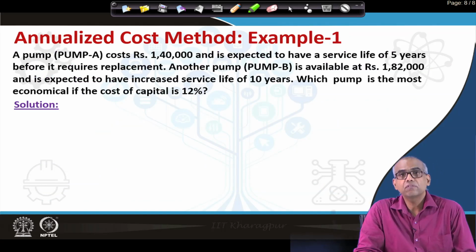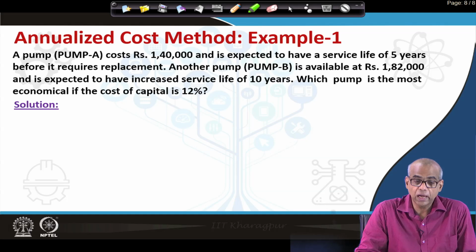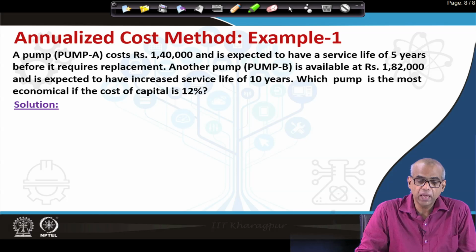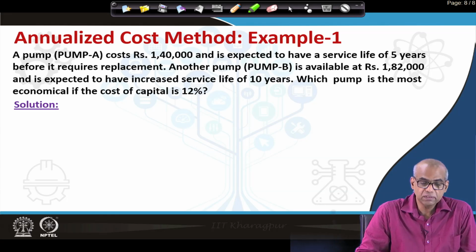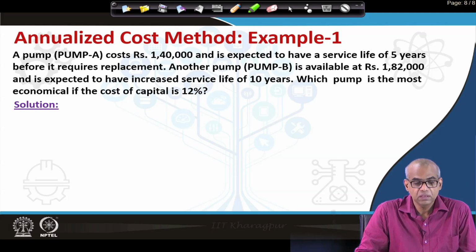Now, let us take few examples on annualized cost method. A pump, let us call it pump A, costs rupees 1,40,000 and is expected to have a service life of 5 years before it requires replacement. Another pump, call it pump B, is available at rupees 1,82,000 and is expected to have increased service life of 10 years. Which pump is the most economical if the cost of capital is 12%?